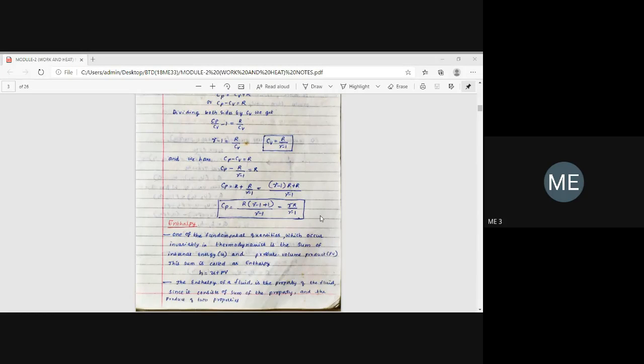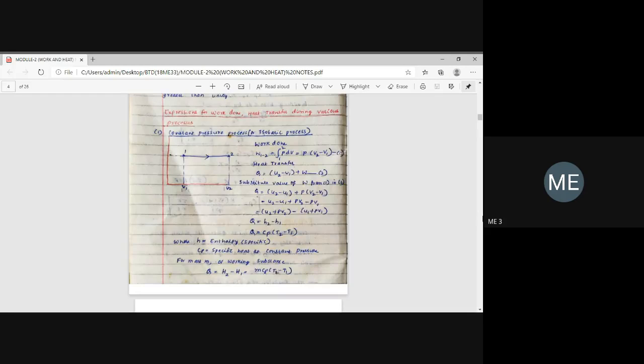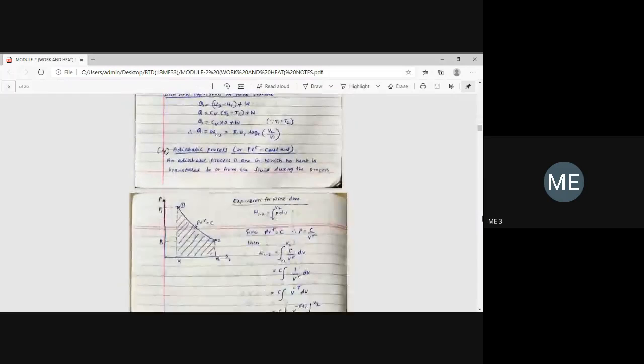So based upon that, we are getting the equation as Cv equals R divided by gamma minus 1, and another equation Cp as gamma R divided by gamma minus 1. The same thing we are applying in the derivation. We are doing the expression of heat transfer during polytropic process.